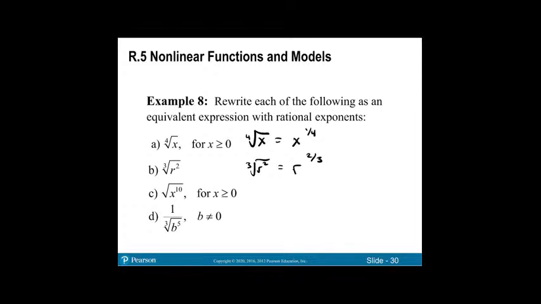The square root of x to the 10 is going to be x to the power of 10 over 2, which is going to be x to the power of 5. Cube root of b to the 5th, 1 over that. This is going to be the same as b to the power of 5 over 3, which is going to be b to the power of negative 5 over 3.